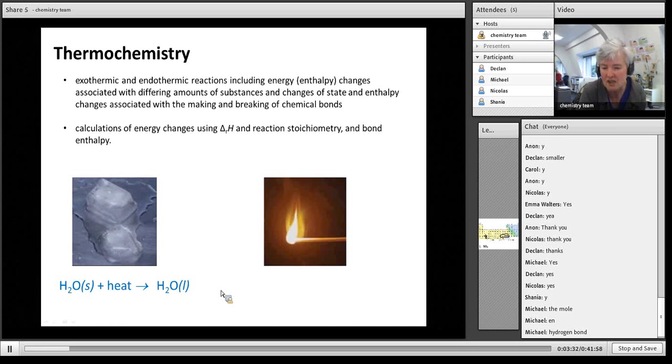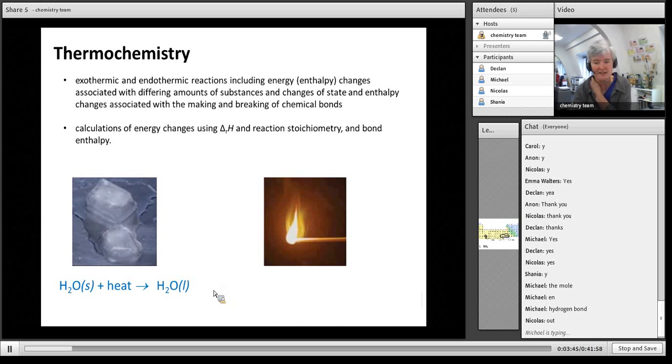How about that sort of reaction? What type of reaction is that? Is heat going out of the system, or is heat going into the system? So is it EX for exothermic? Okay, it's going out, right, so it's EX for exothermic.